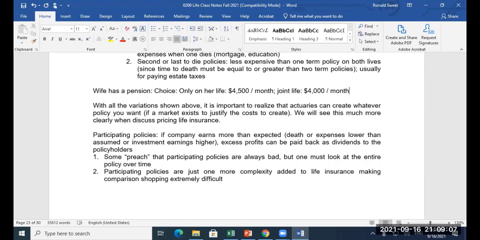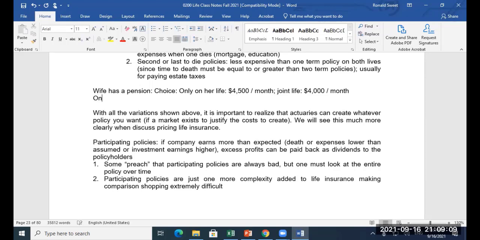But what's the other choice that she could do? She could do only on her life, and then do what? Buy life insurance. Where does she get the money to buy the life insurance? Well, she's got an extra $500. How much is the extra life insurance? Maybe it's $200. So she gets the pension just on her life. So she gets the $4,500. She takes $200 of that, buys life insurance. She's $300 better off. How much life insurance does she need?